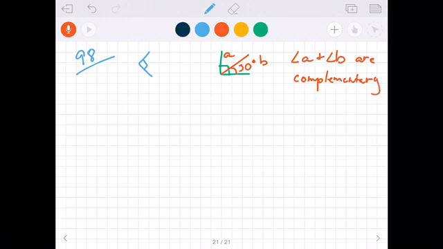Okay, then you would be able to figure out what angle A was by saying, well, they're complementary, which means they add up to 90 degrees, and 90 minus 30 equals 60. So angle A is 60 degrees. This is how you will use these things most often.